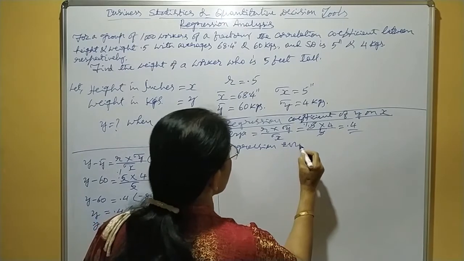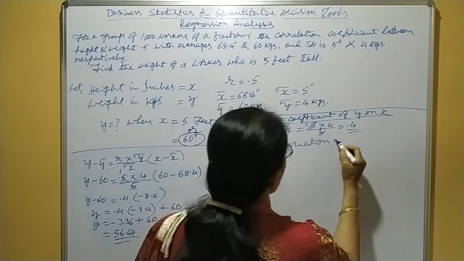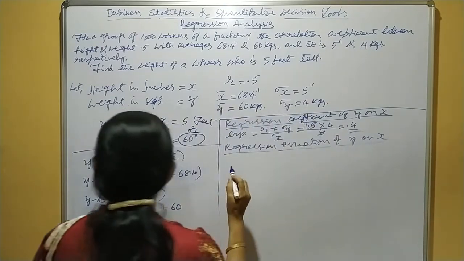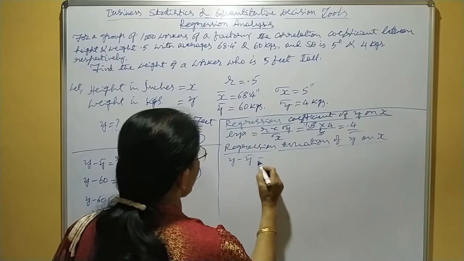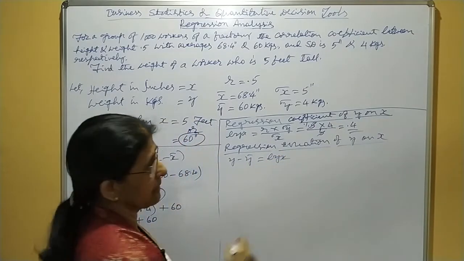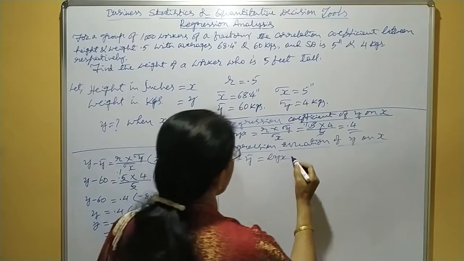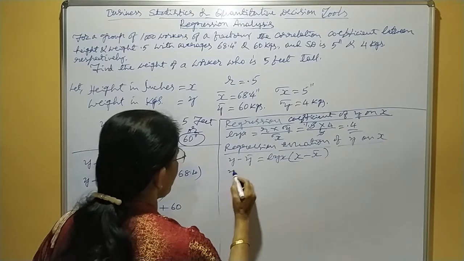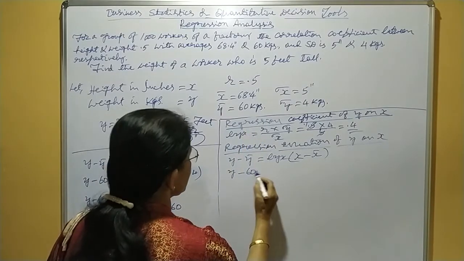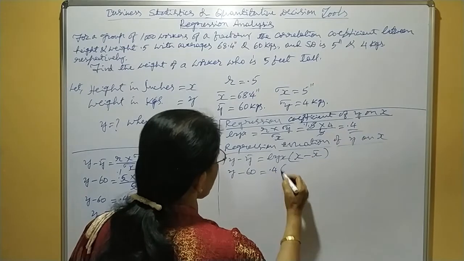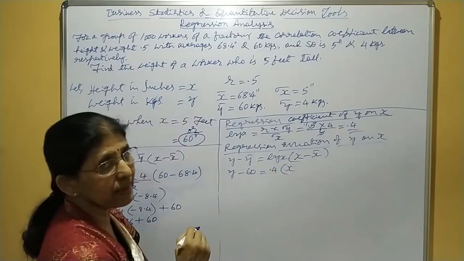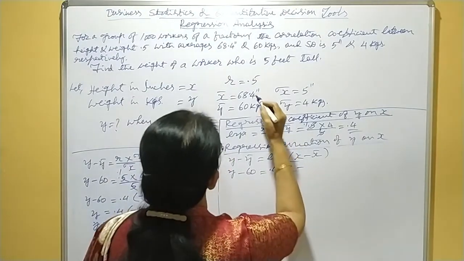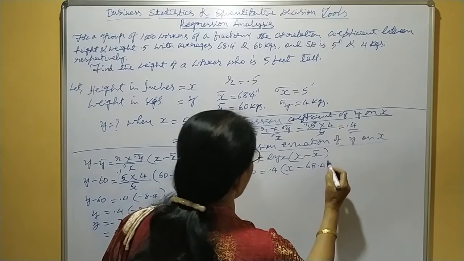Then we have to take the regression equation of y on x. That is, what is the equation? That is, as usual, y minus y bar equals byx, the coefficient already calculated, into x minus x bar. Okay. Now y minus y bar 60 equals byx, already calculated, 0.4. Here don't insert the value of x because we have to arrive at the regression equation, into x minus x bar 68.4.